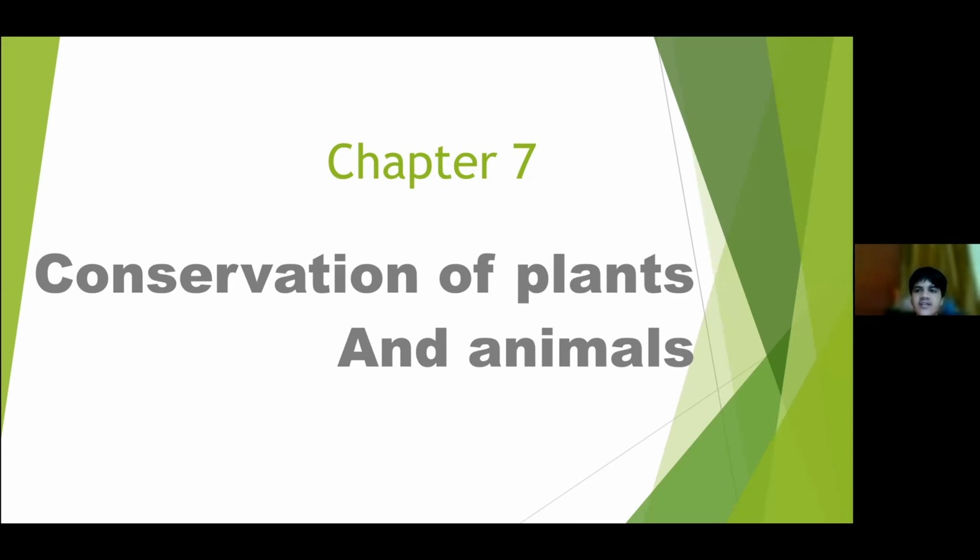Today, as you can see on the board, we are about to start Chapter 7 revision. So, I have made a small PPT so that we can clear more about this chapter. Chapter 7: Conservation of Plants and Animals. The aim of this chapter is to know about some endangered animals, endangered species, deforestation, reforestation, and where the animals are kept.